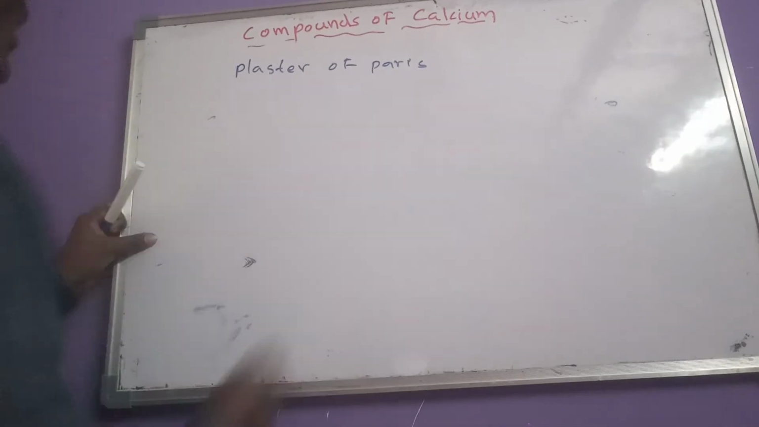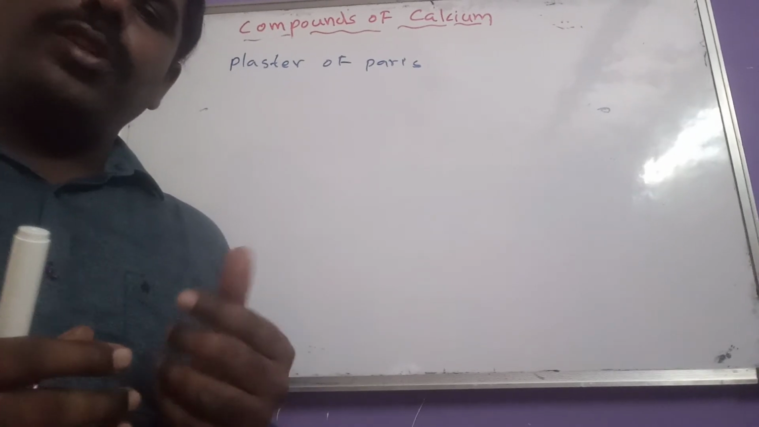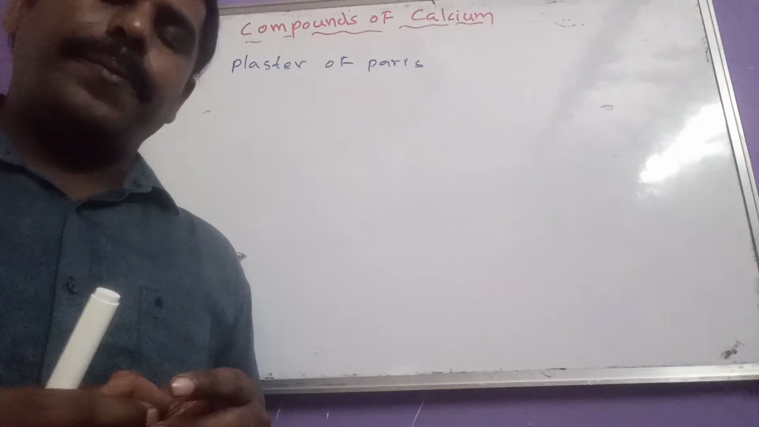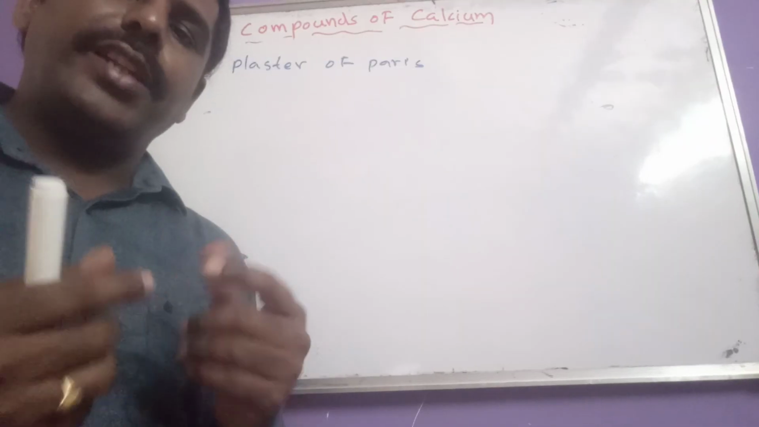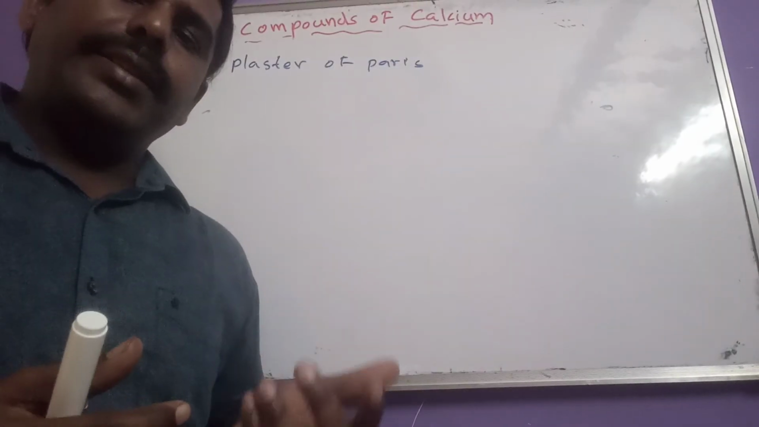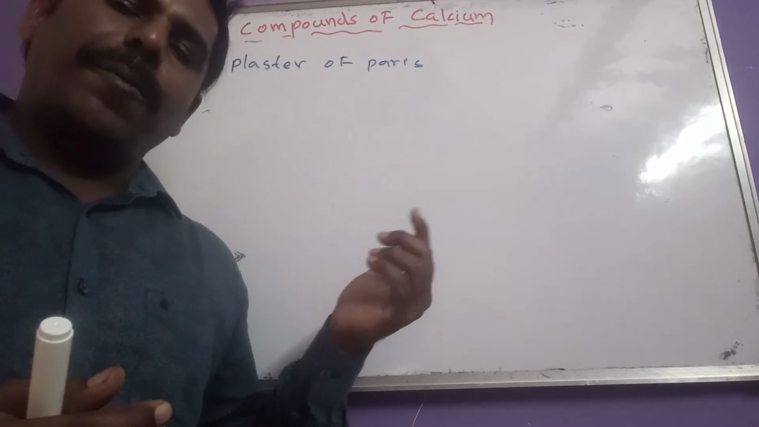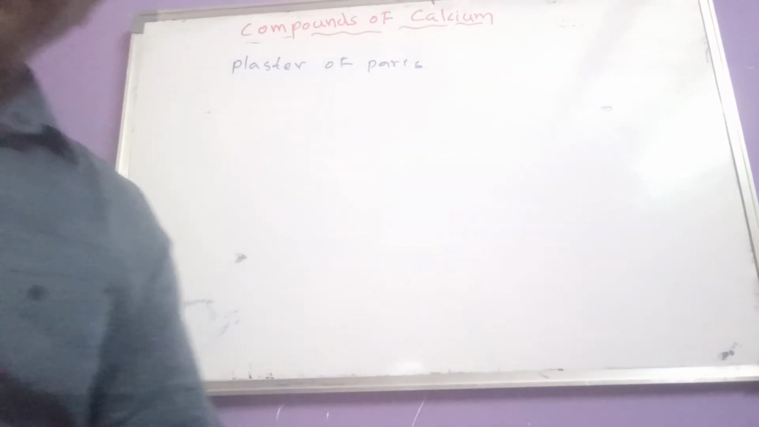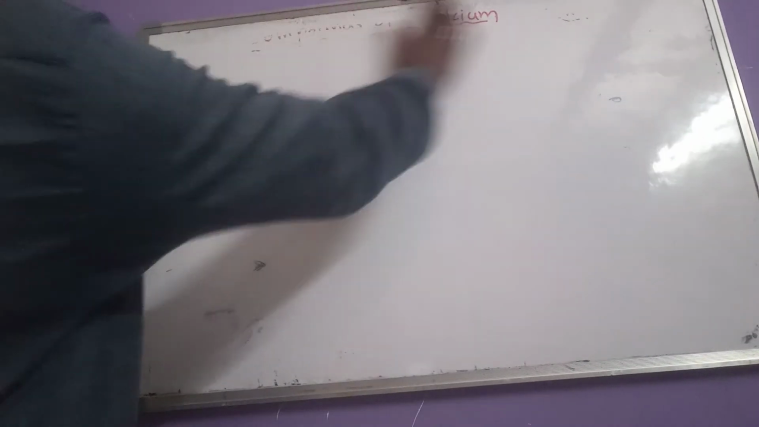Then let us see the uses of plaster of Paris. It is used in the preparation of crucibles, molds and statues. Another use: dentists use it to take the shape of the teeth, and it is used to set fractured bones in the right position. So these are the uses of plaster of Paris. And the last topic in alkaline earth metals is cement.